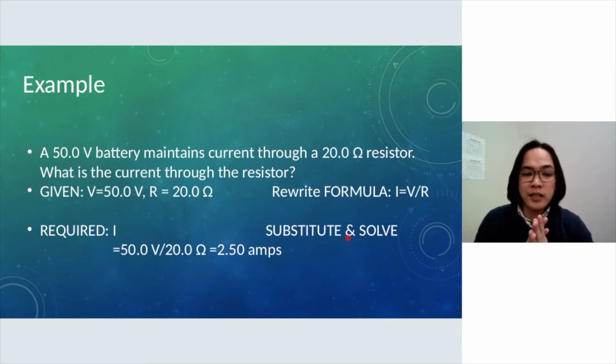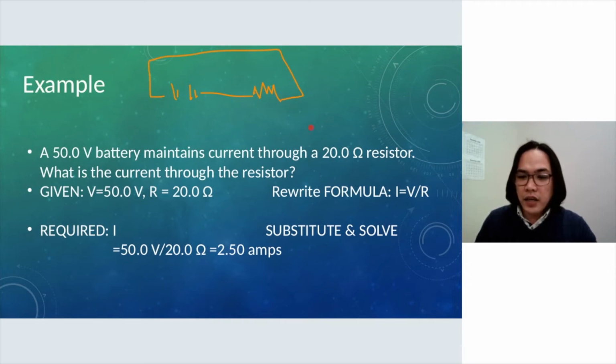So we have an example here. A 50 volts battery maintains current through a 20 ohms resistor. So let's say this is your battery. And then there's a current, and then you have your resistors here. Okay, so your battery has 50 volts and your resistors has 20 ohms. The question is, what is the current through the resistor? So what is the current flowing here?